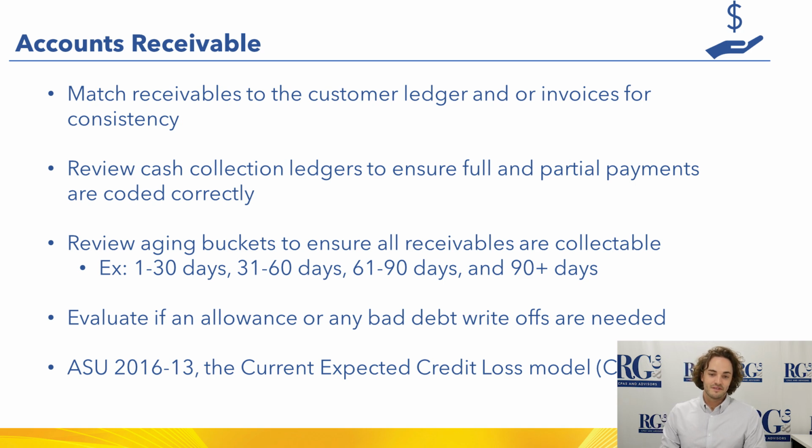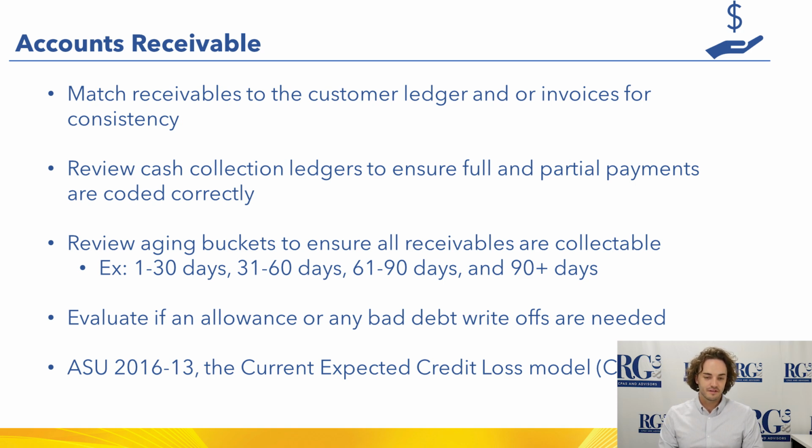Speaking of allowances, new in 2023 was ASU 2016, the Current Expected Credit Loss Model, abbreviated as CECL. This new standard requires you to make your allowance estimates based on the entire life of the receivable. You're required to use historical data to predict your loss estimates, as well as current economic conditions, customer creditworthiness, and any other supportable forecasts you use to produce the allowance amount.